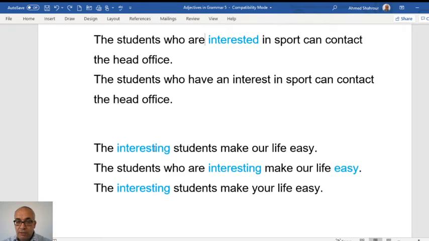So interesting is an adjective. Well, interesting is a present participle which has got an ing, and this present participle comes before a noun, so interesting is the adjective for students. The students who are interesting make our life easy. So interesting again is the adjective for students. The interesting students make our life easy. Again, these three sentences have the same meaning, and I'm showing you how we can use a present participle as an adjective. And I repeat again, interesting means nice or good, if you want.